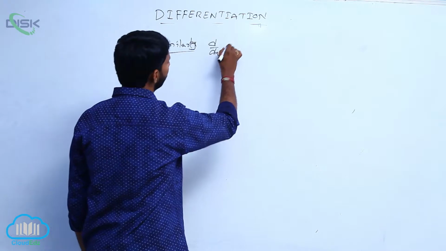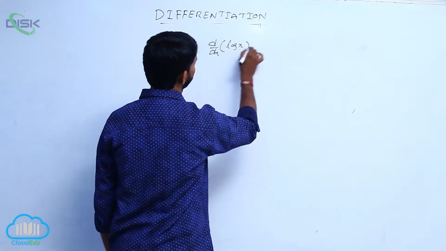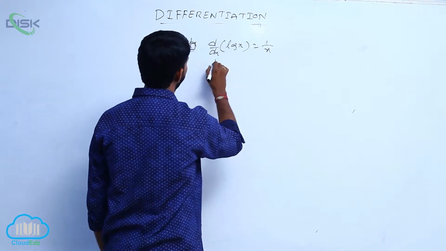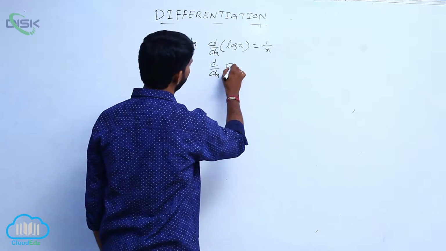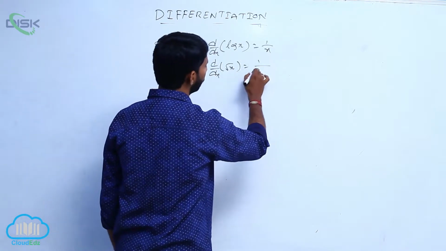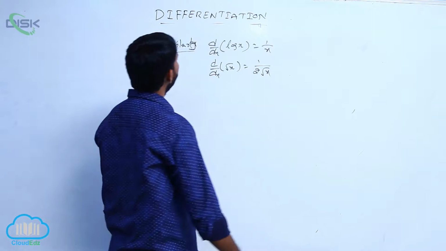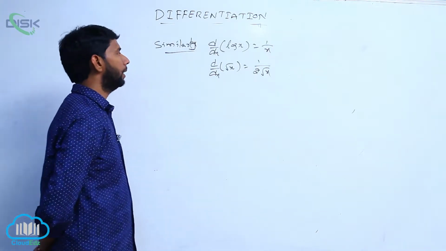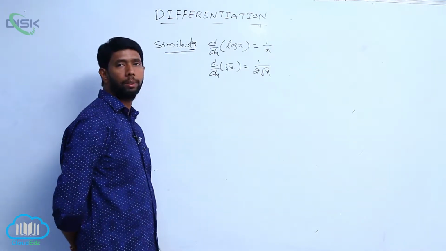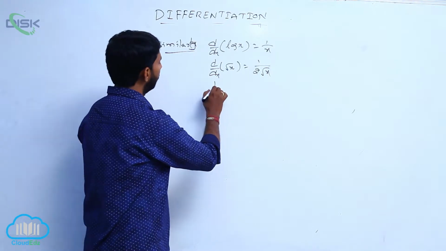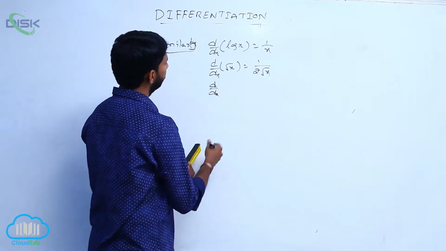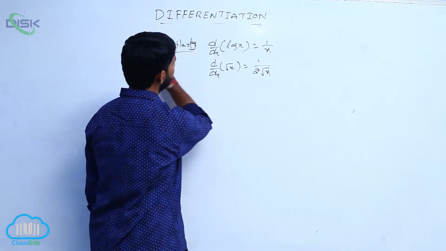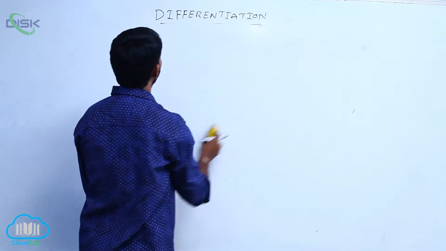d by dx of log x is equal to 1 by x, and d by dx of root x is equal to 1 by 2 root x. d by dx of log x is equal to 1 by x, and d by dx of root x is equal to 1 by root x. And next one, go to derivative of trigonometric functions.